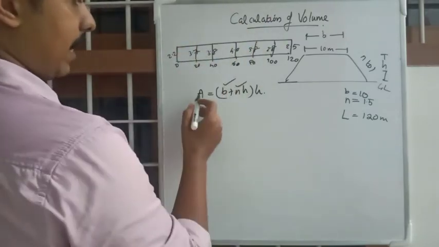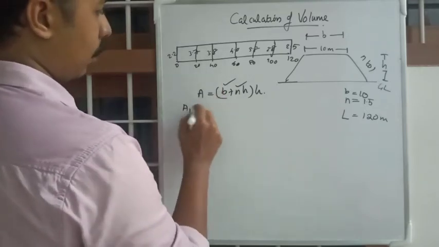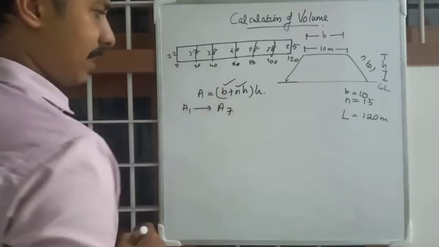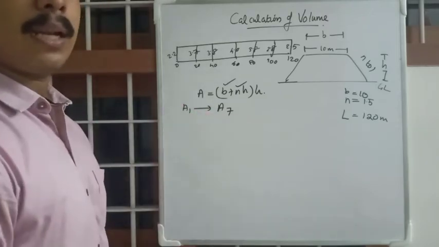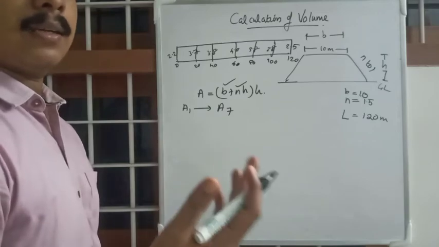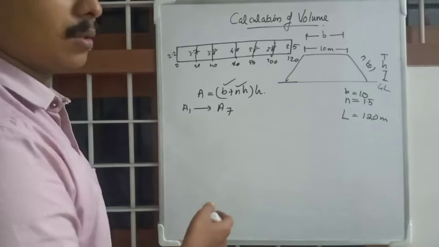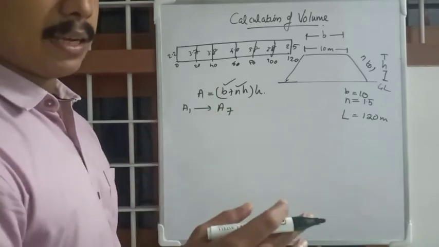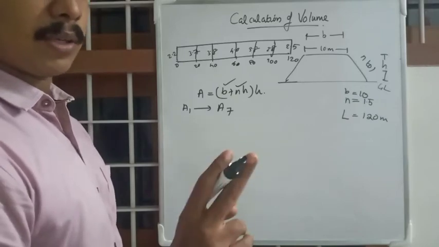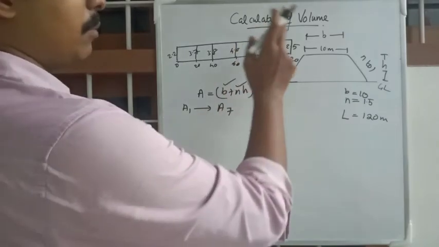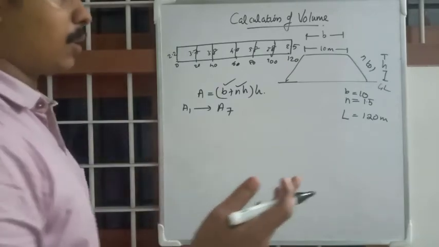To find the area of each, and after finding A1 to A7, we will substitute these values into the trapezoidal equation and the prismoidal equation. Even if you are not asked for any method in particular, you have to do both. You have to find the volume twice, using trapezoidal and prismoidal, even if it is not asked in the question.